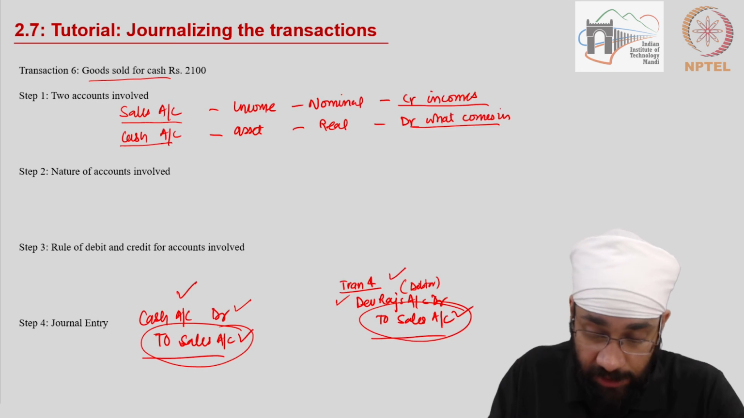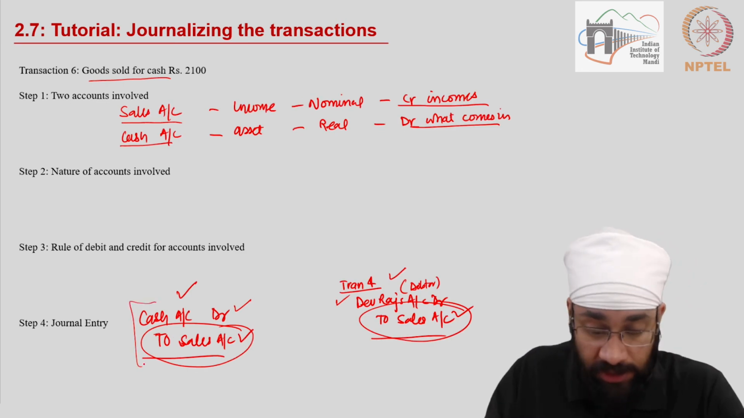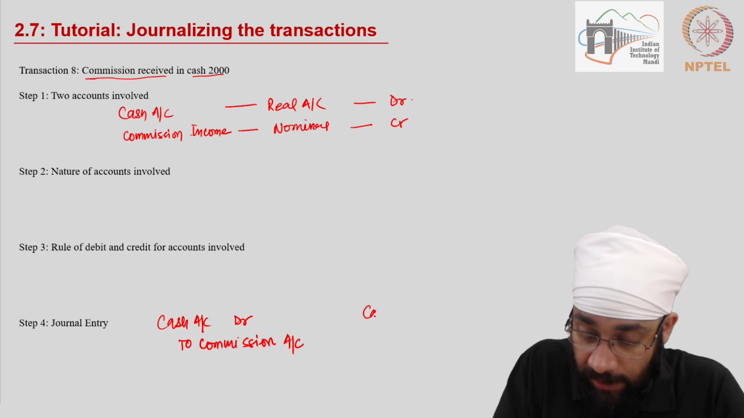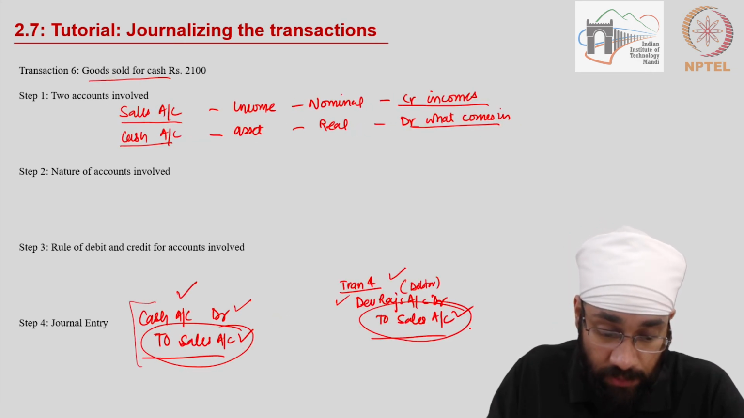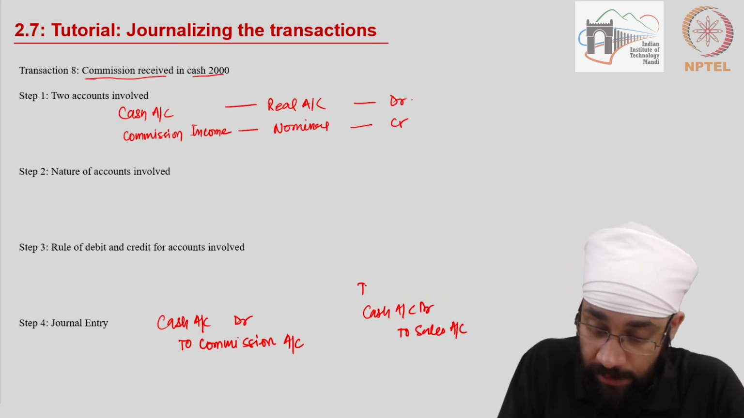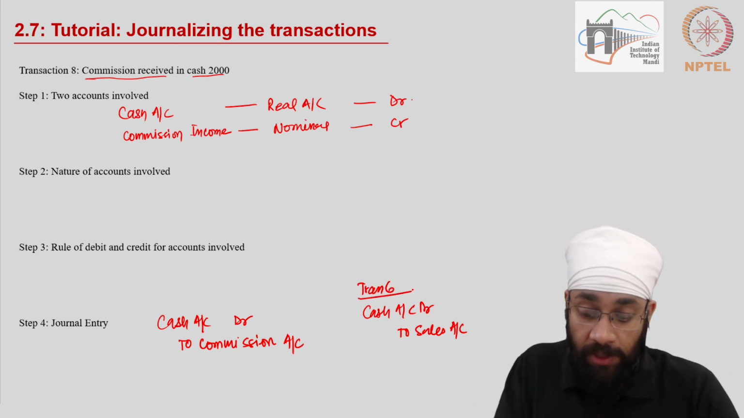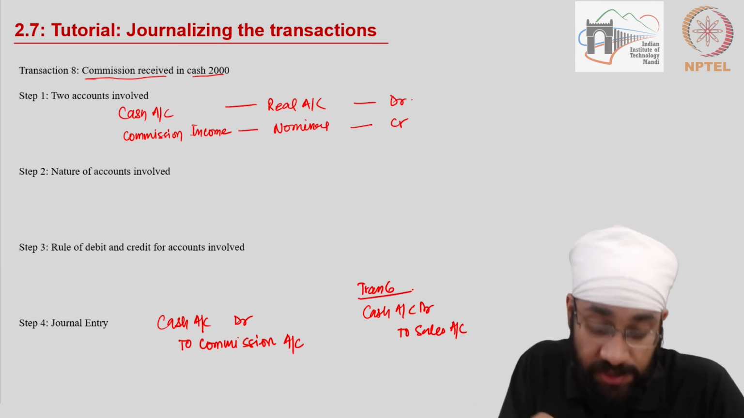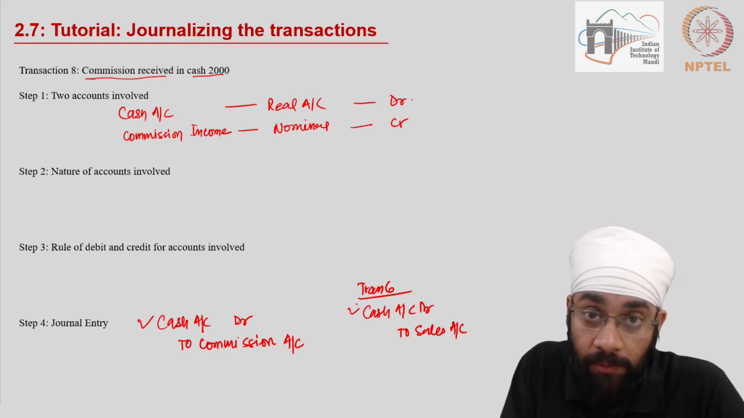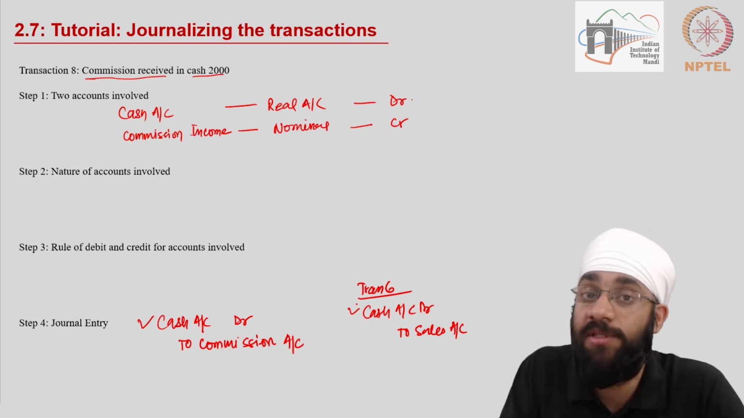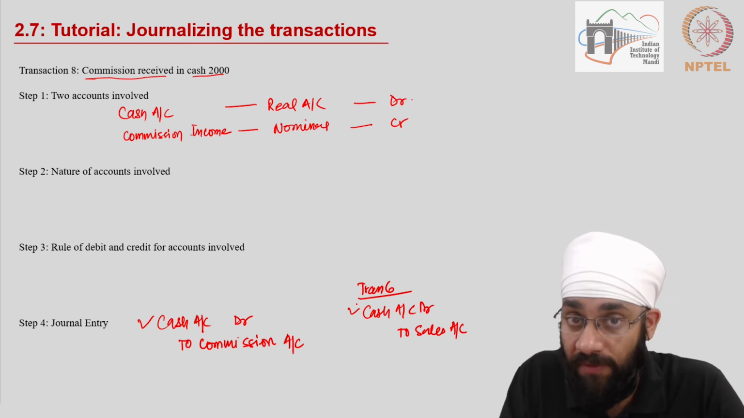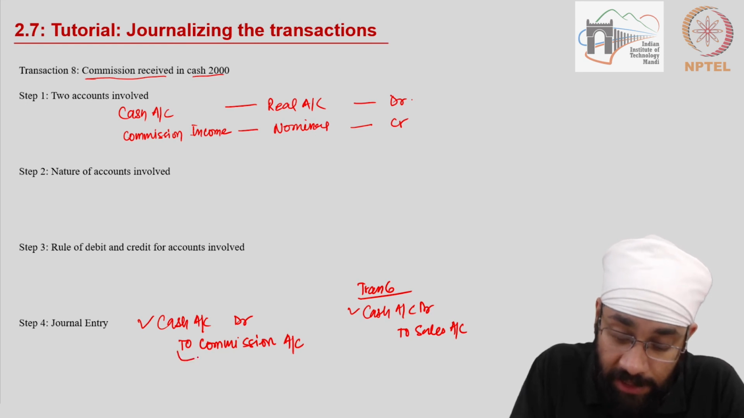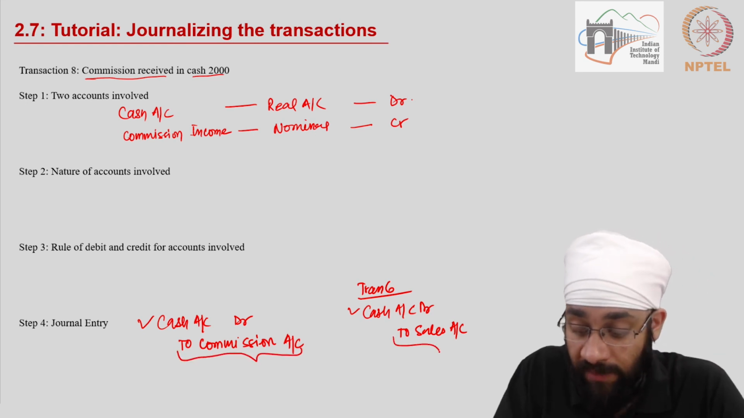All right. Now I want to compare this transaction to a sales transaction. Goods sold for cash here. The transaction was cash to sales. So I'm going to write cash account debit to sales account, and the transaction number was 6. This is transaction 6. Both the transactions have cash account in debit because in both the cases cash is coming into the business. In both the cases, income is also being earned by the business.